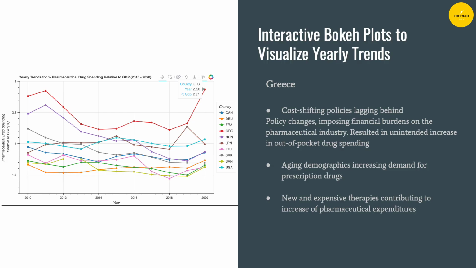Using Bokeh's interactive features, I highlighted the data point for Greece in 2020, which shows a steep increase from 2019. This can be explained by policy changes targeting the pharmaceutical industry, which increased spending. Other contributing factors are an aging population and the emergence of new and costly therapies.